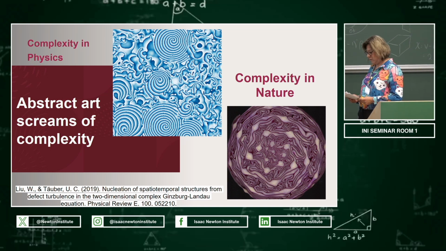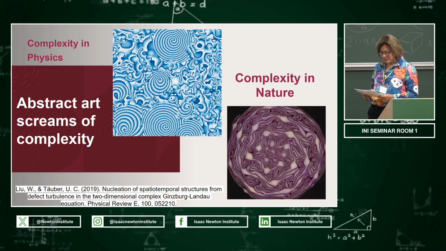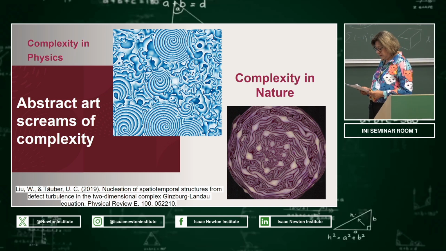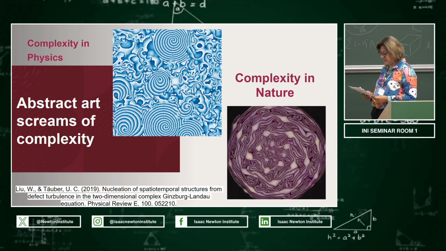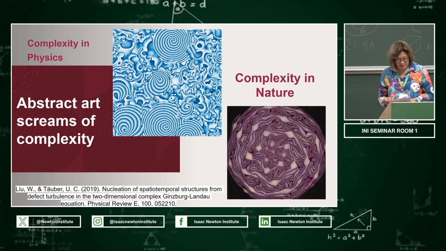Before delving into the work related to art, I would like to present what I understand by complexity in physics and what nature itself shows us as complexity. The image of blue patterns showcases structures in 2 dimensions of turbulent effects using the Ginzburg-Landau equation. And the image I've chosen in this case is a pattern of a purple cabbage. In such examples, nature shows us that complexity appears in different systems.